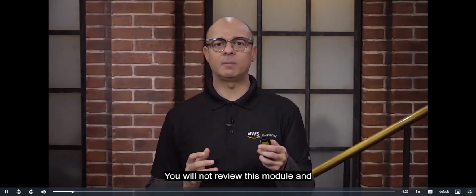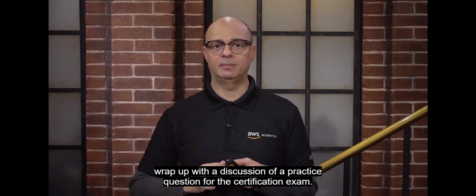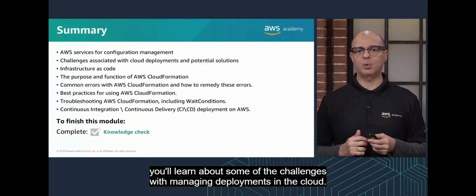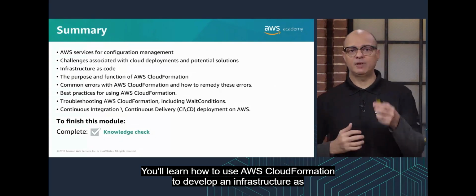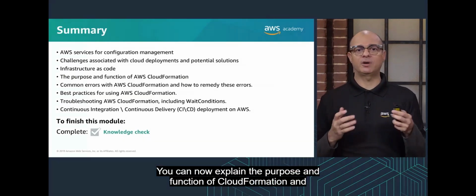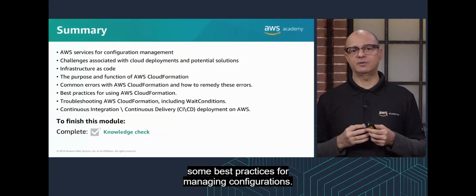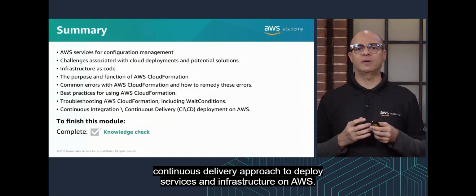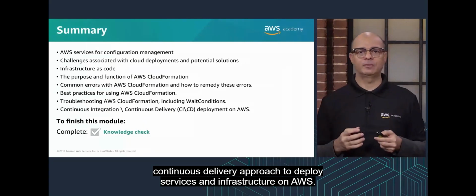You will now review this module and wrap up with a discussion of a practice question for the certification exam. In summary, you learned about some of the challenges with managing deployments in the cloud. You learned how to use AWS CloudFormation to develop an infrastructure as code solution. You can now explain the purpose and function of CloudFormation and some best practices for managing configurations. Finally, you understand the continuous integration and continuous delivery approach to deploy services and infrastructure on AWS.